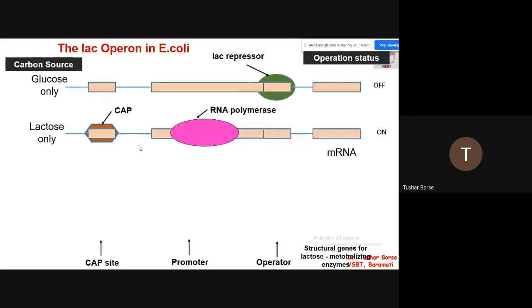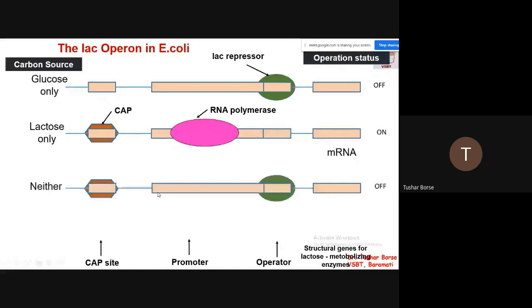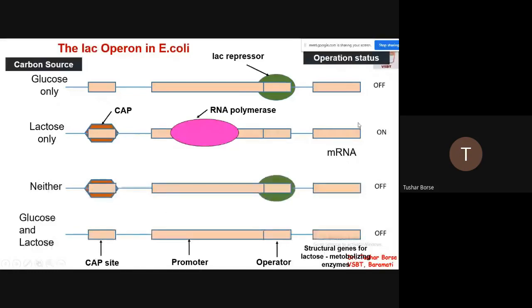Once the lactose has been finished from the medium, the gene expression will be stopped again. So it is like an on and off type of switch. The moment the lactose is there, the gene expression is on, and the moment the lactose is not there, the gene expression is stopped. So now you can understand the lac operon. Look at the end point: in the presence of glucose, the expression is off; in the presence of lactose only, the expression is on.